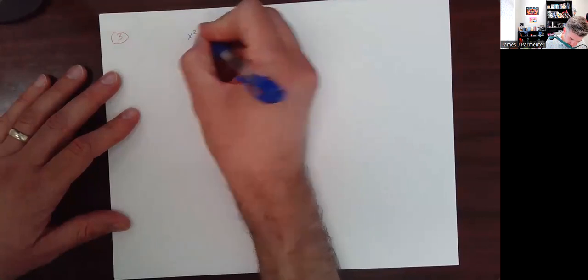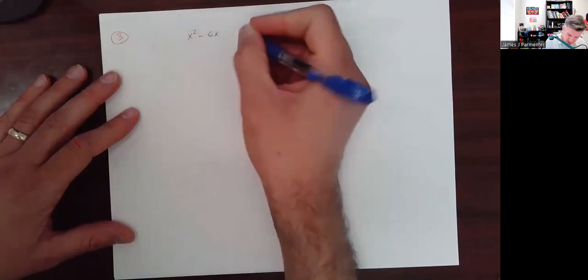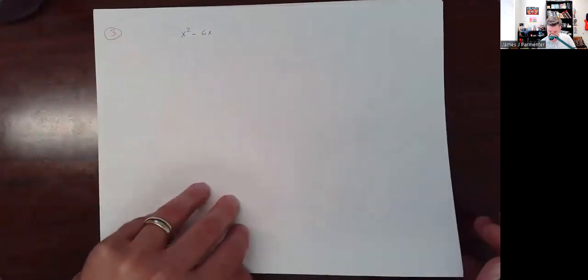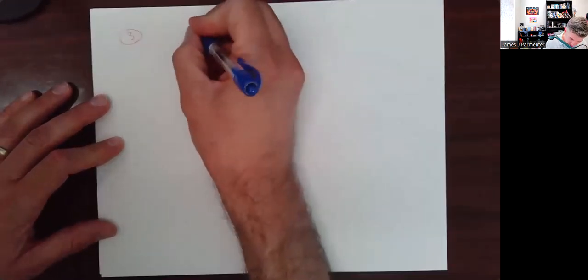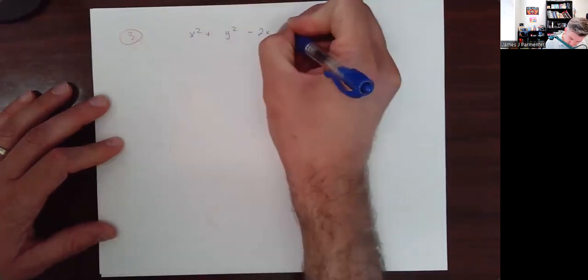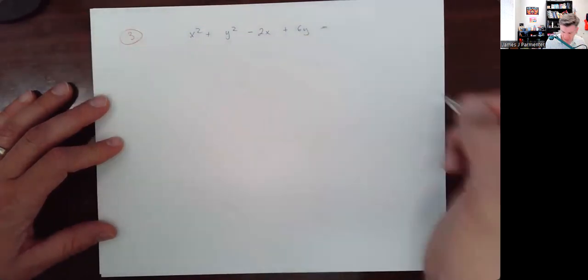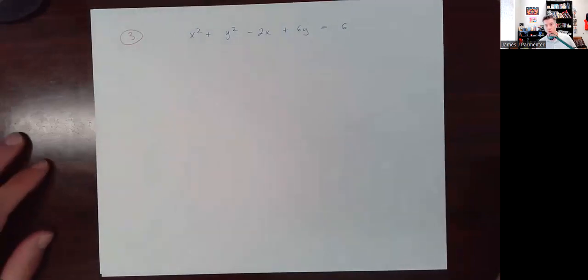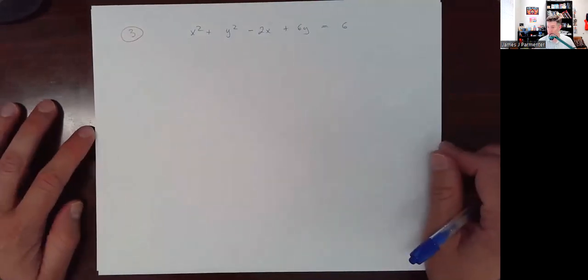x squared minus, sure, 6x. Let's try that again. I should really write it in the general form, where the x squared and the y squared should be first, which I don't love, but it's the way that it's done. So let's try that one more time. We're going to have x squared plus y squared minus 2x plus 6y equal to, sure, let's try 6.